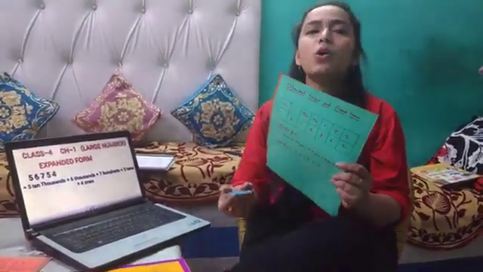So students, I hope you have understood the concept of place value and face value. Now let's move on to our next topic. The topic name is expanded form and short form. What is an expanded form? As you all know, writing a number in form of its place value is considered as expanded form.